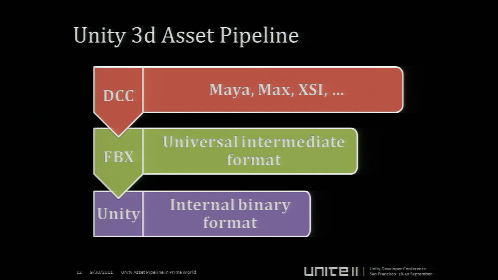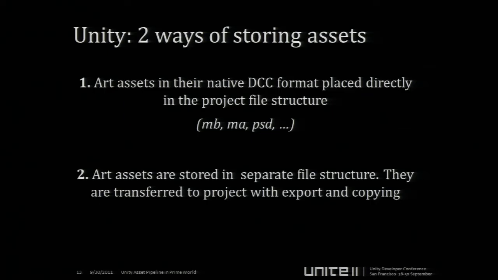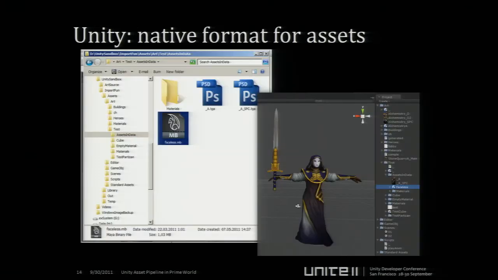Once we're done with that, let's see the two ways of storing the assets in Unity. First of all, the art assets can be stored in the native DCC format, and you can store this directly in the project. The other way is to keep art assets in a separate file structure, so they look parallel, and all the assets are transferred to the project with export and copying. Let's take a look at the pros and cons of the two approaches.